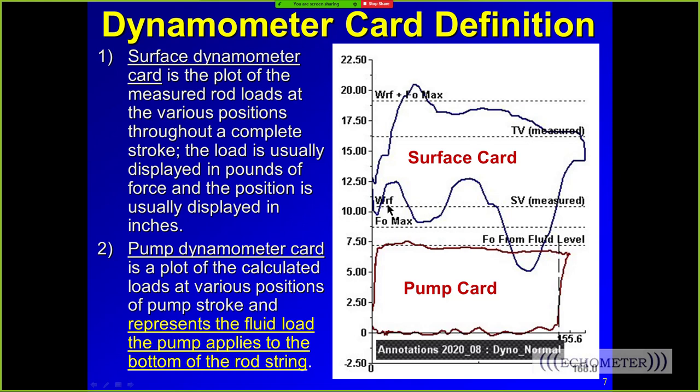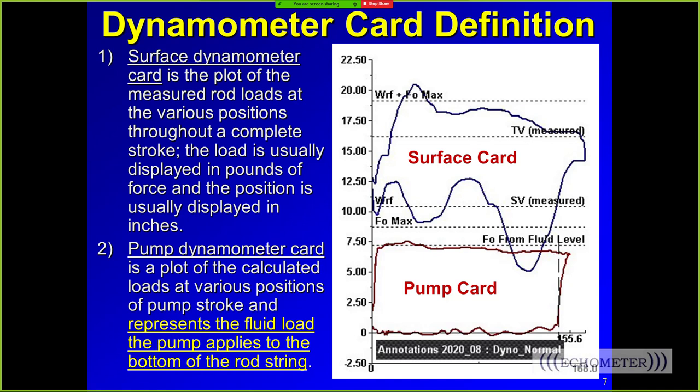We can acquire data for a period of time and acquire data at different sampling speeds, and then we use something called the wave equation to dynamically remove the damping of the fluid on the rod string, weigh the rods until we get to the bottom of the rod string, and we remove the weighted rods and fluid. And the pump card represents the load that's applied to the bottom of the rod string.